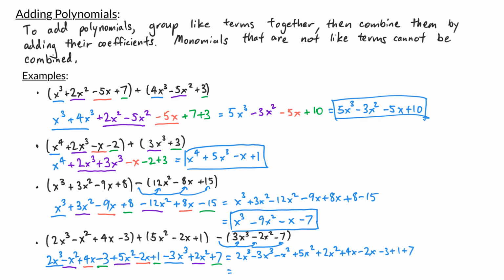2x cubed minus 3x cubed. Combining the coefficients, 2 minus 3, that gets me negative 1. So I have minus x cubed. Then for the x squared terms, I have minus x squared plus 5x squared plus 2x squared. Let's combine the coefficients. I have negative 1 plus 5 plus 2, which gives me 6. So that's 6x squared. Then for the x terms, we have 4x minus 2x. So that's 4 minus 2, which gives me positive 2x. And then lastly, negative 3 plus 1 plus 7 gives me 5. So that's our final answer.